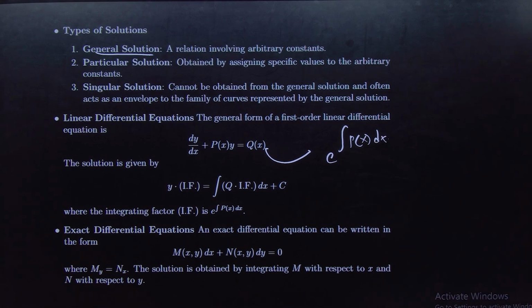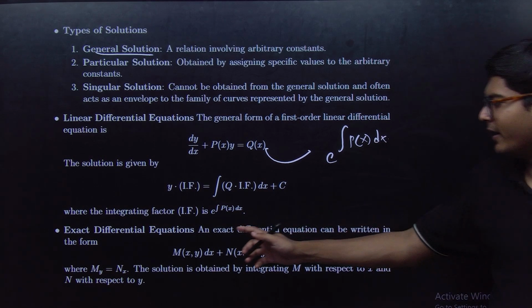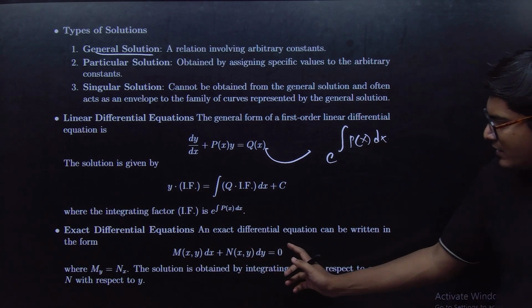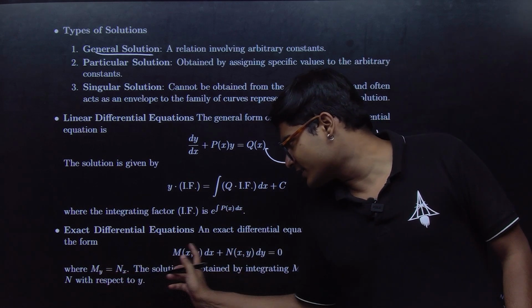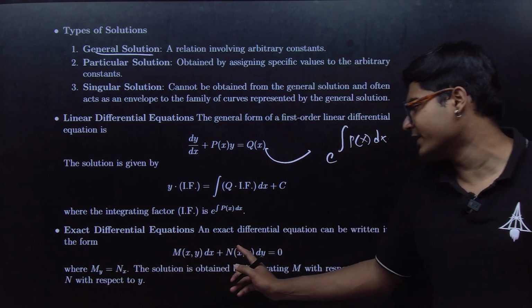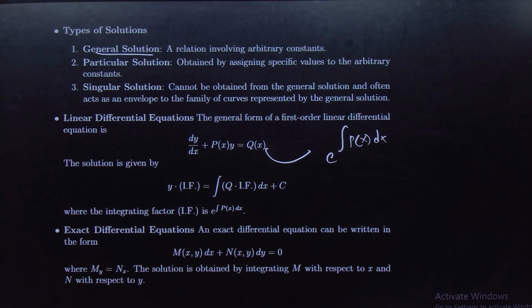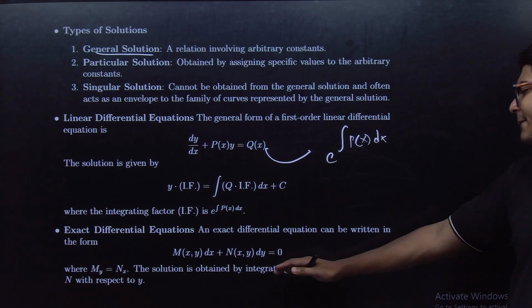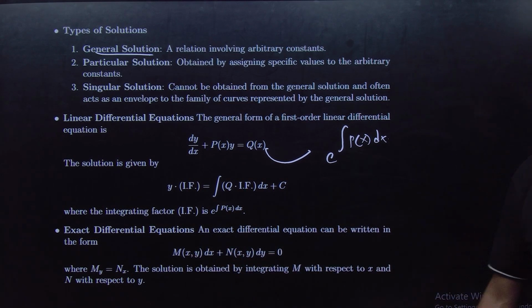Exact differential equation. An exact differential equation is one of the form M(x,y)dx + N(x,y)dy = 0, where the derivative of this first function with respect to y is equal to the derivative of the second function with respect to x, and you can find the solution by integrating M with respect to x and integrating N with respect to y.